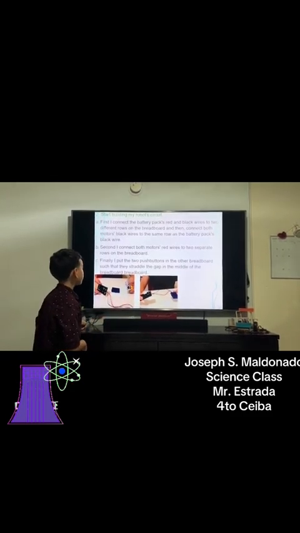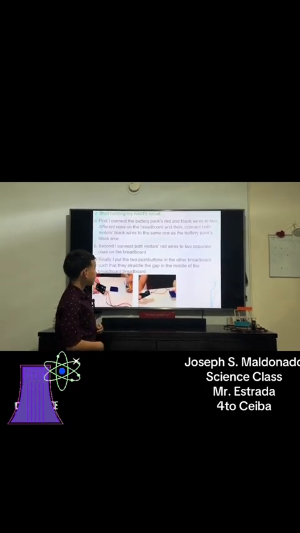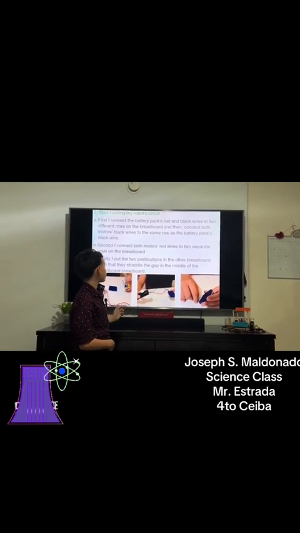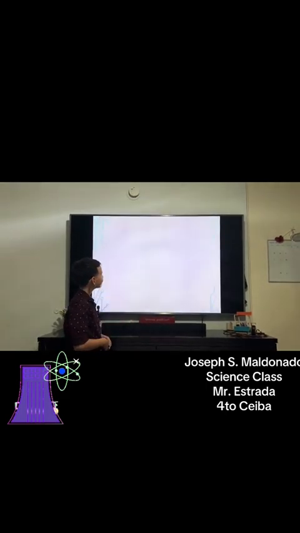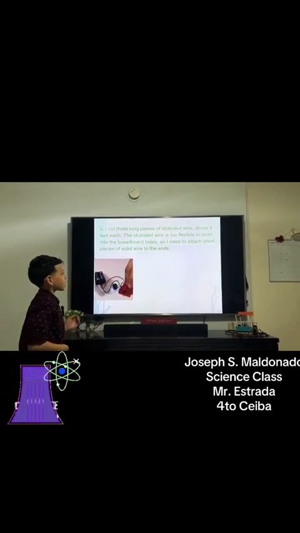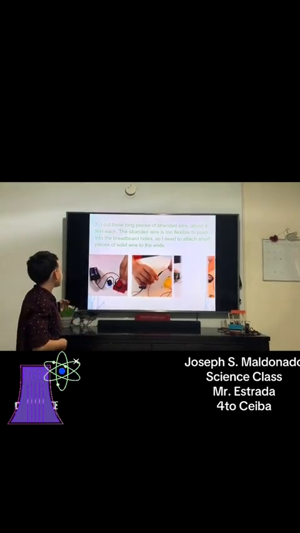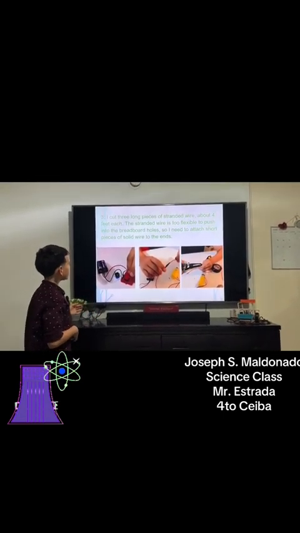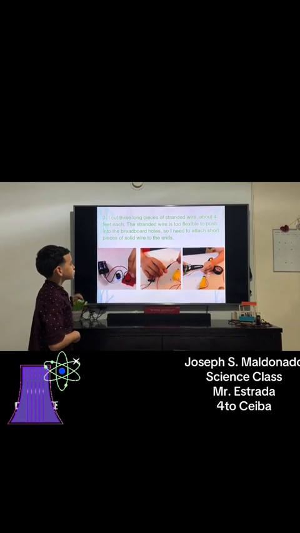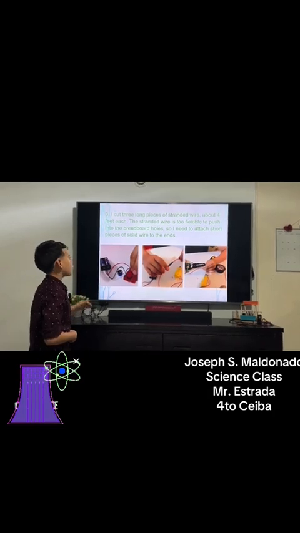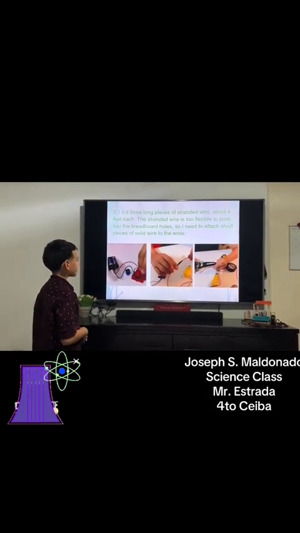Finally, I put the 2 push buttons in the other breadboard, such that they straddle the gap in the middle of the breadboard. I cut 3 long pieces of stranded wire about 4 feet each. The stranded wire is too flexible to push into the breadboard holes, so I needed to attach short pieces of solid wire to the ends.